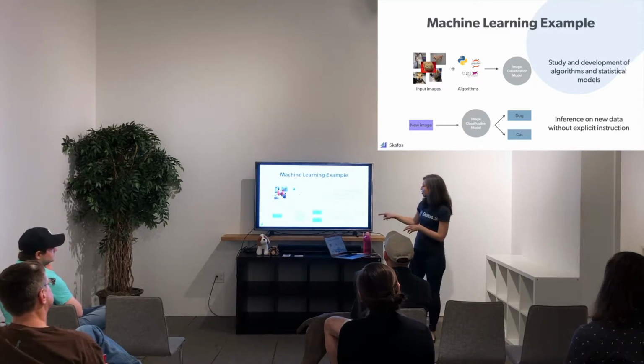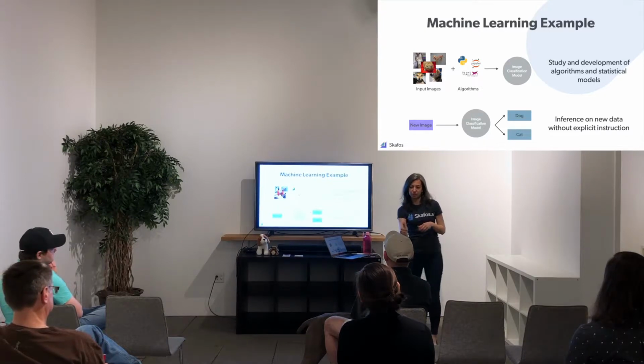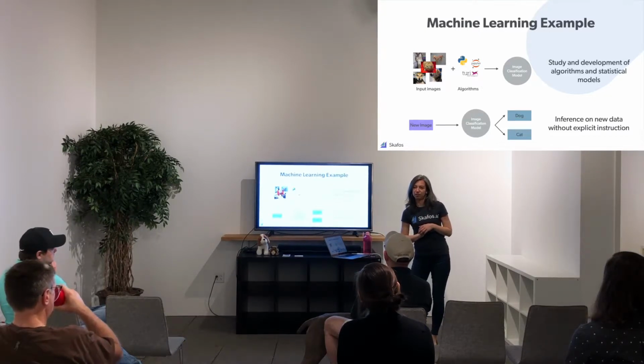And then the inference on new data without explicit instruction part, that part is I take a new image, right? So I take a picture of your dog. I forget his name. Sam, thank you.